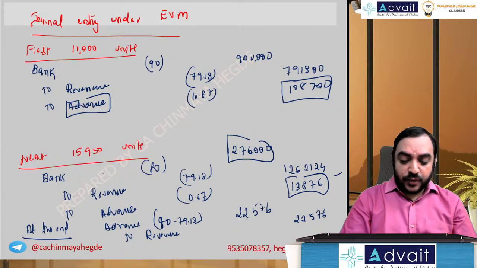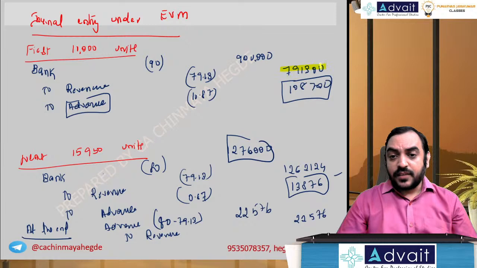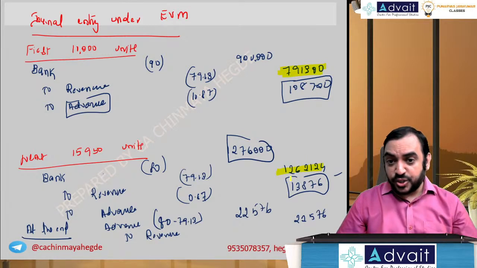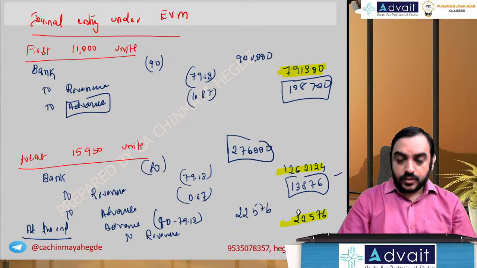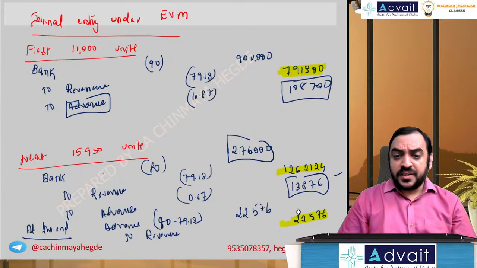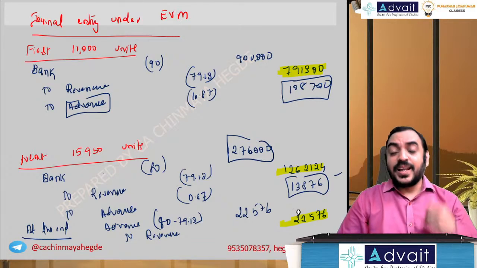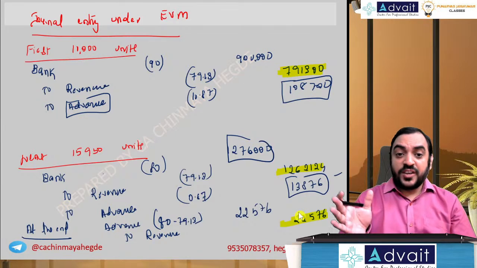And please verify the revenue recognized ultimately: 7,91,300 plus 12,62,124 plus 22,576. If you add all, what do you get? You get 20,76,000 overall revenue recognized.